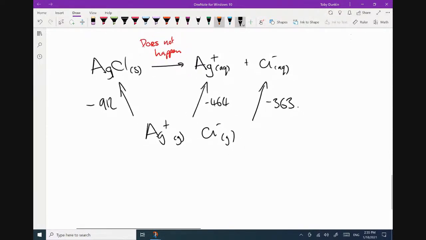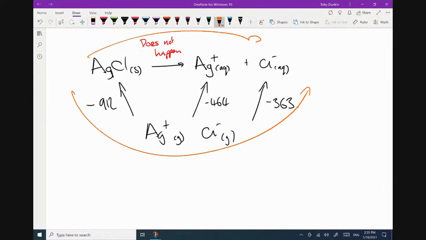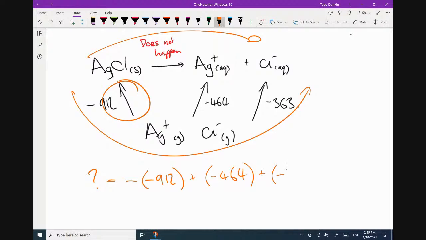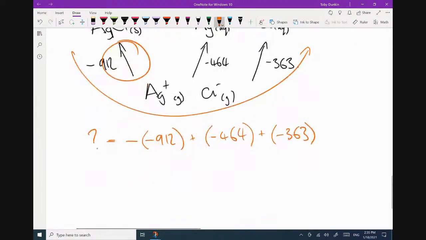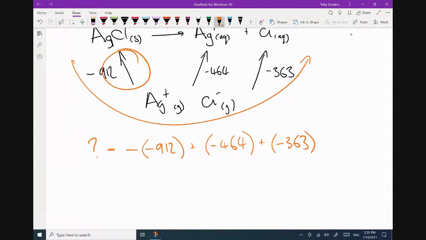So we know, most important, the arrow this way is the same as this way. So start here. Question mark equals minus brackets minus 912 plus brackets minus 464 plus brackets minus 363. Someone run that through my calculator, please. What do I get? Go, Nikita, go! It's going to be really endo. There you go. It's really endothermic. So, therefore, not soluble.